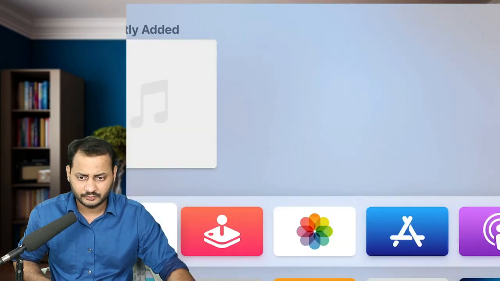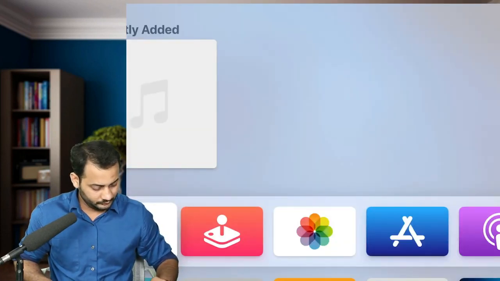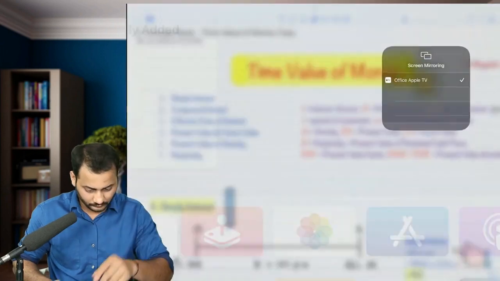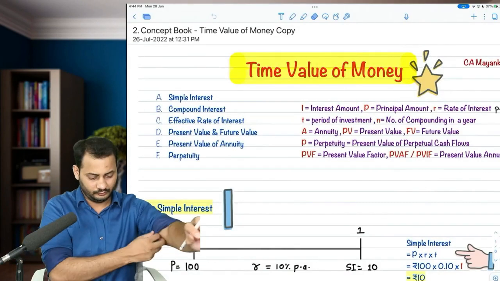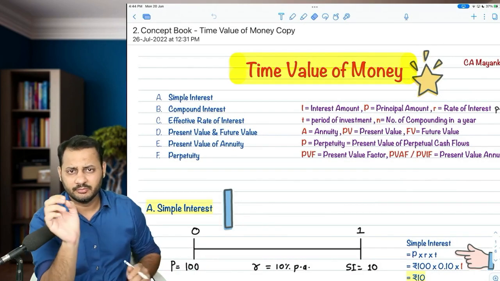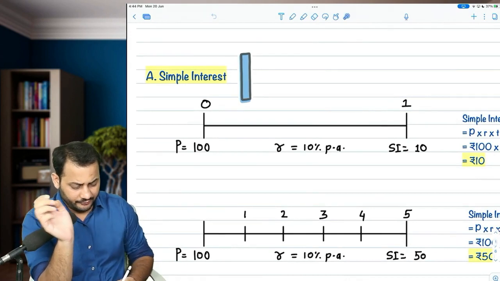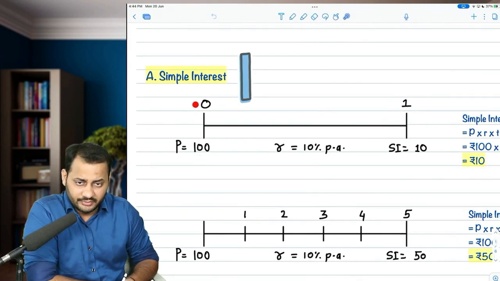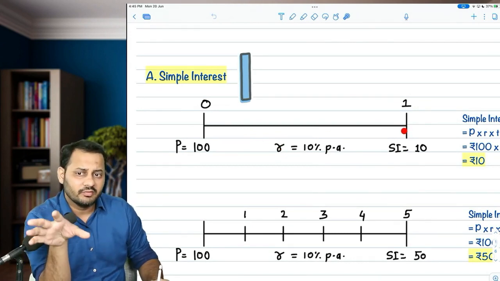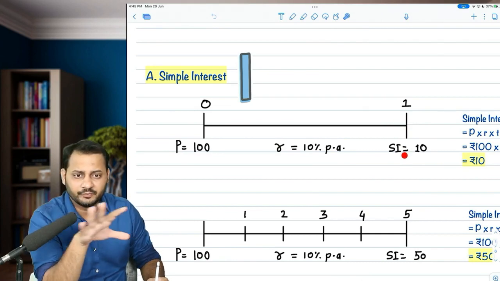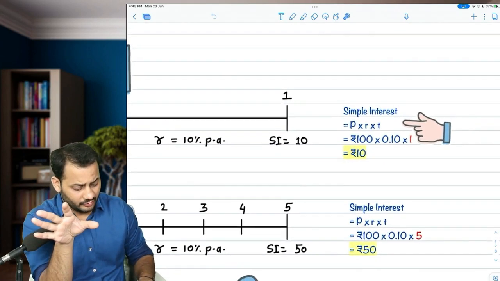Now comes the first concept, that is simple interest. Let's get back to our iPad. I hope it is clear to you. Nice. So the very first concept is simple interest. Now what is this? If you invest 100 rupees at time 0 at a rate of 10% per annum, the amount that you will receive after 1 year comes to 10 rupees. Very easy. Okay. And what is the formula for that?